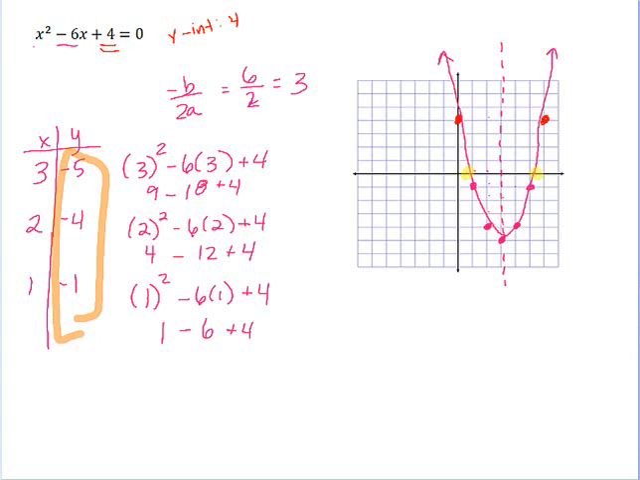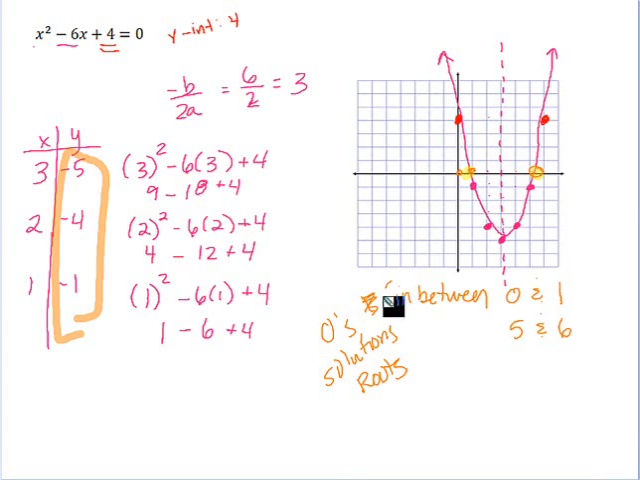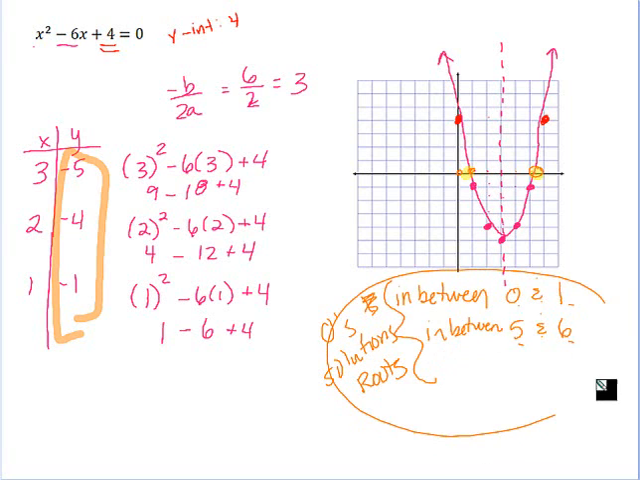So here, our x is in between 0 and 1. And it's also in between 5 and 6. So our zeros, we can also call them our solutions. We can also call them our roots. Any of those, they fall in between 0 and 1 and 5 and 6. So sometimes this will be your answer because we don't have exact solutions.